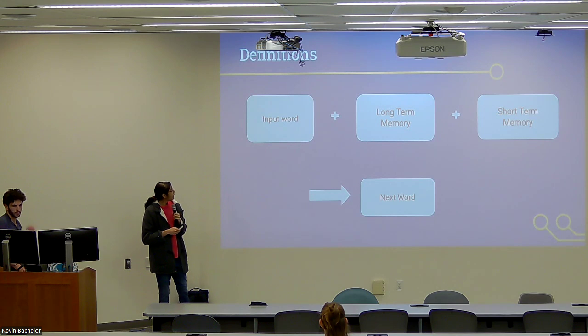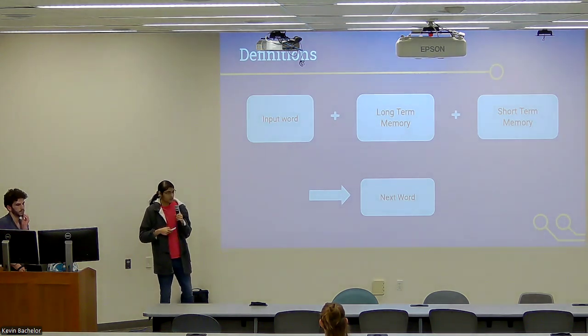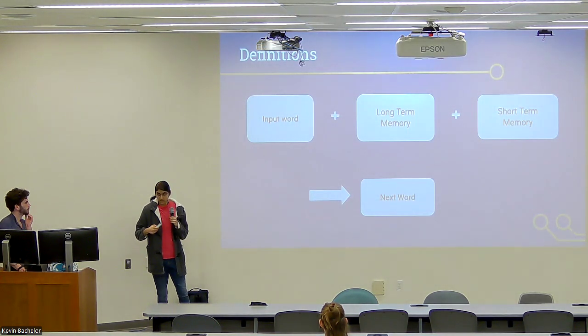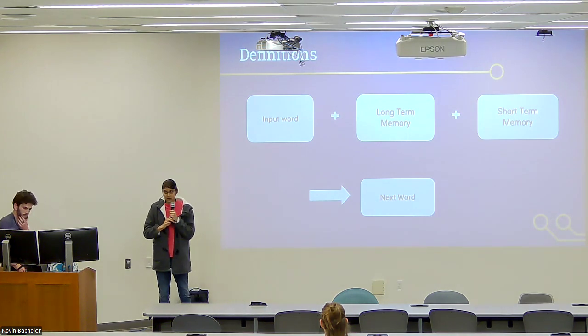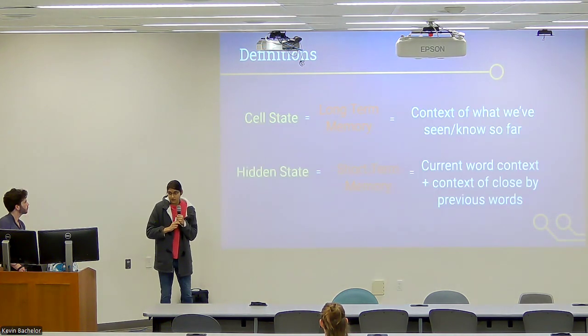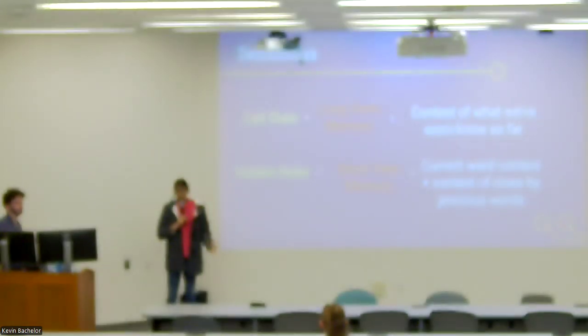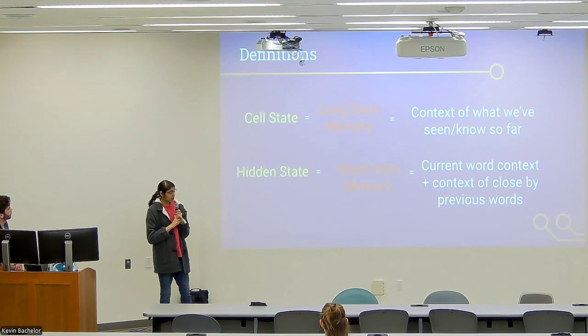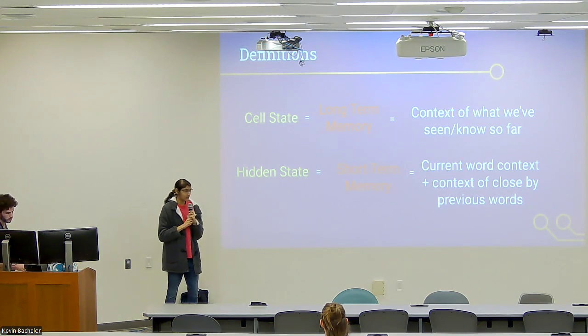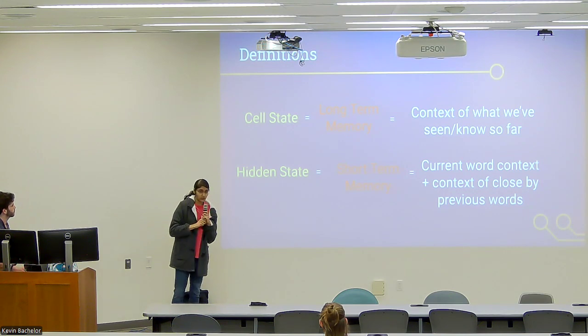Yeah, so again, this is our formula: we take some word, some long-term memory, some short-term memory, combine them and get to the next word. But we also introduced this idea of cell state and hidden state. So what exactly does that mean? Next. So the cell state is essentially long-term memory, and the hidden state is the short-term memory.